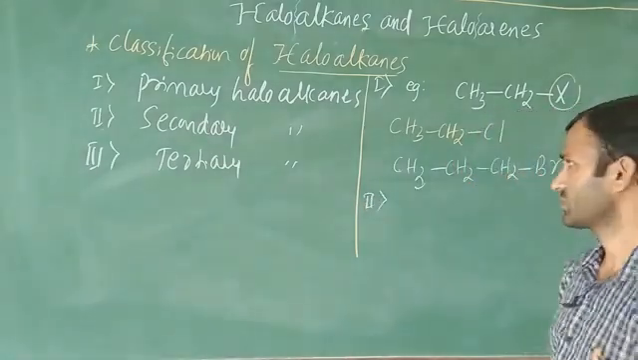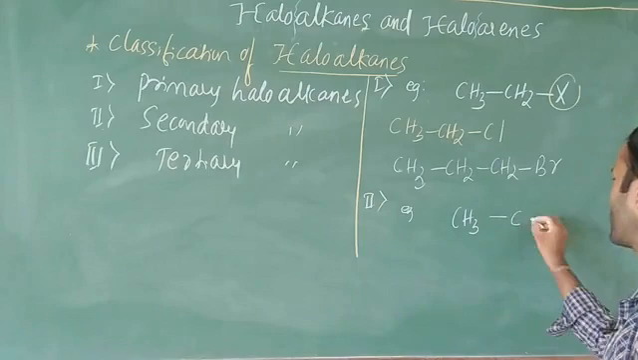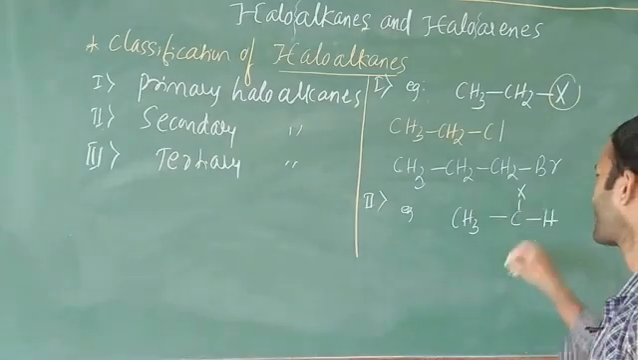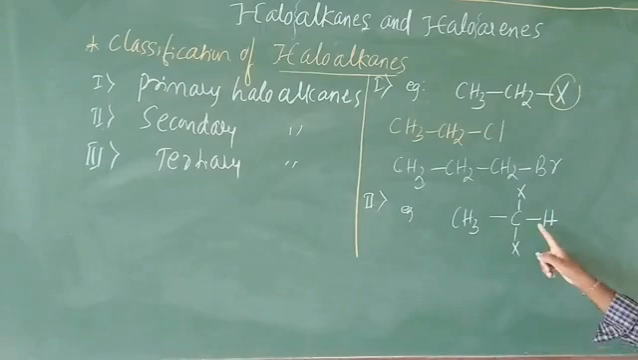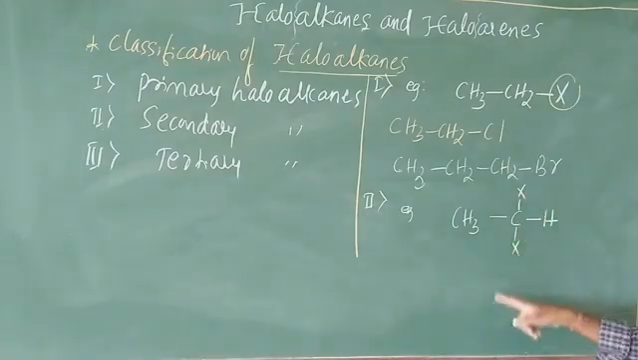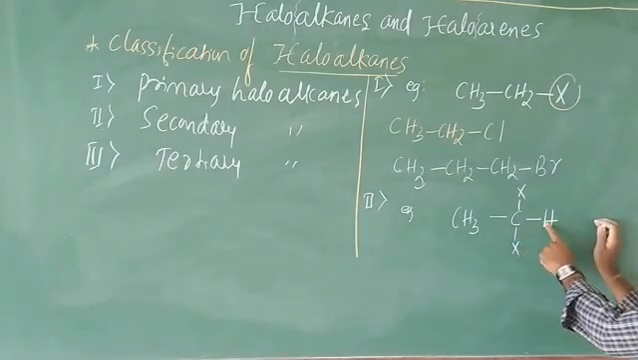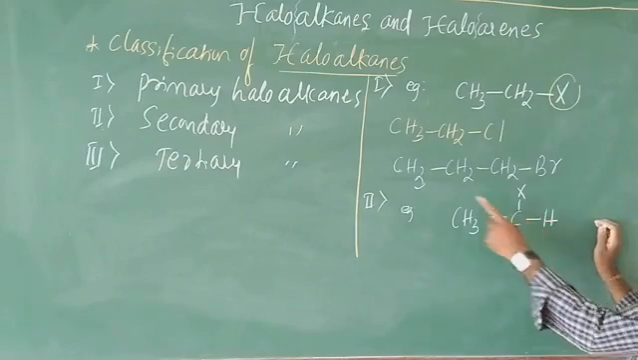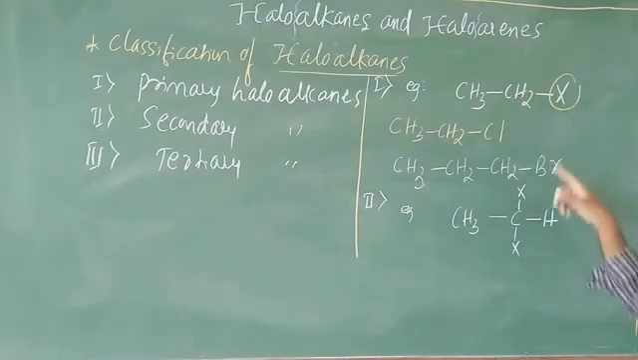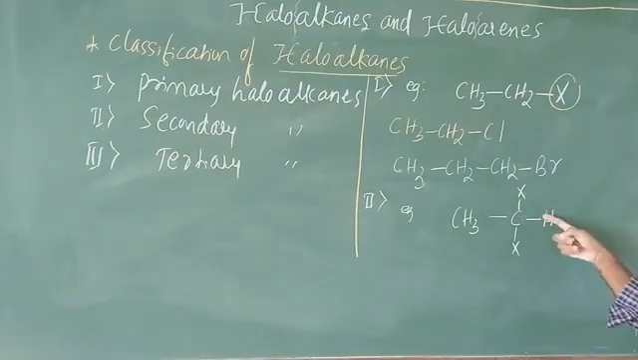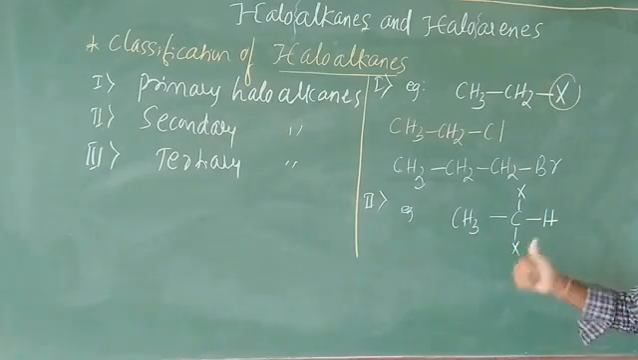In this case I am going to write a general example: CH3 is there, next C is there, next one hydrogen attached, and X here. This is the general formula of secondary haloalkanes. In this case this carbon contains only 1 hydrogen atom, that is called secondary. Earlier, the halogen atom was attached to a carbon containing 2 hydrogen atoms; now this halogen atom is attached to a carbon containing only 1 hydrogen atom, that indicates secondary haloalkanes.